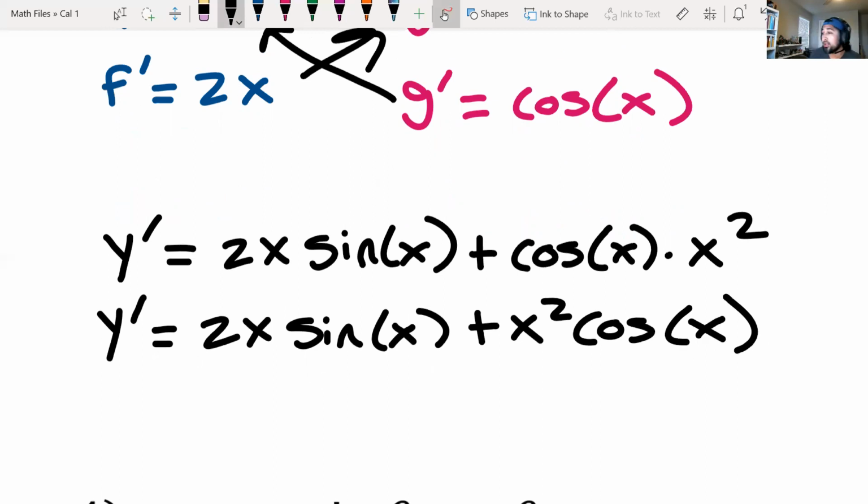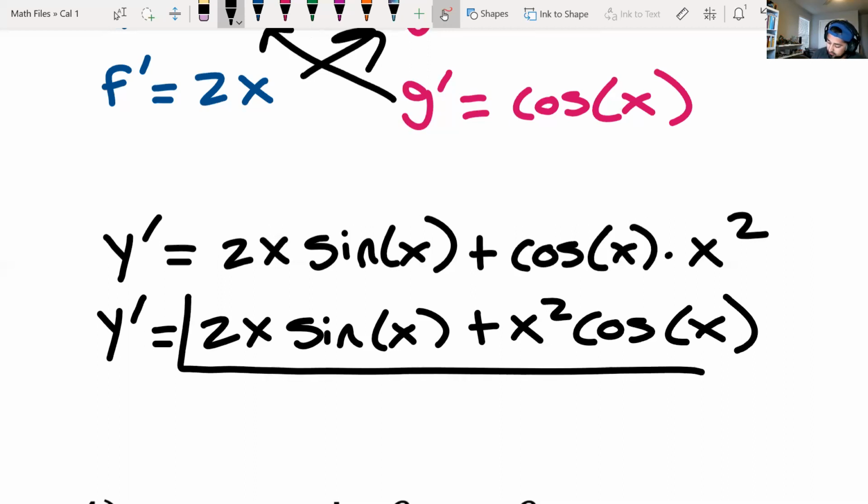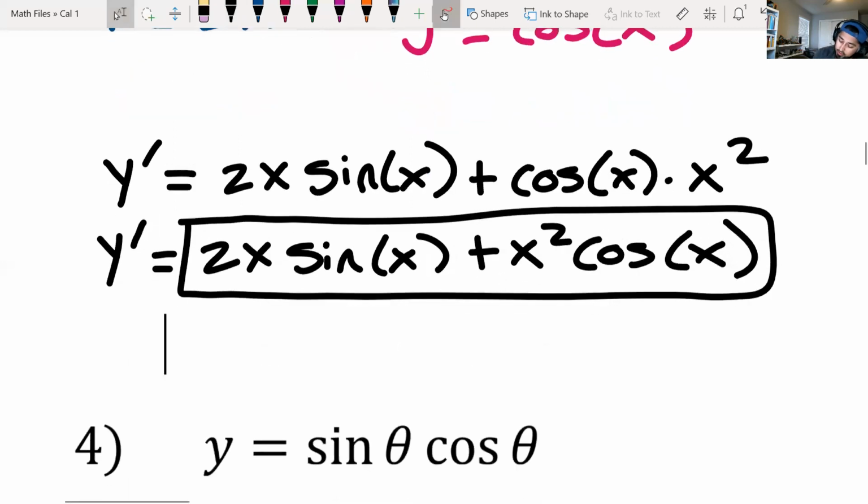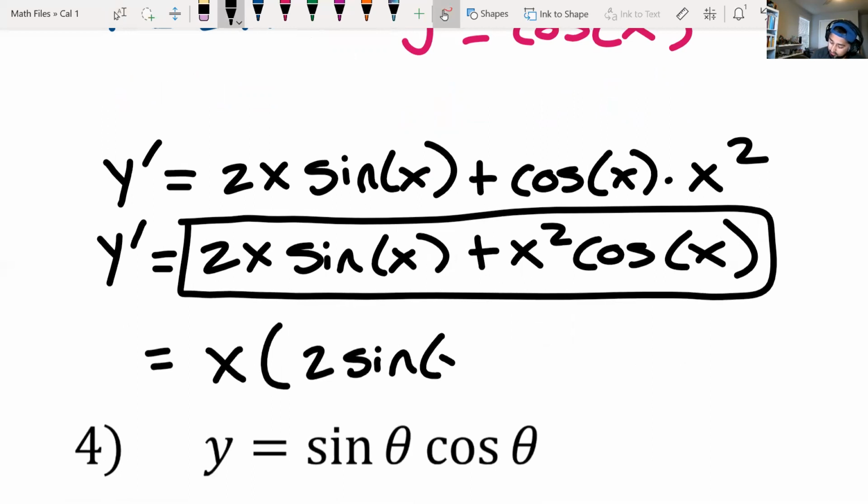And if you wanted to simplify it one more time, what could you factor out? X. Just an x, right? So this is perfect. But remember, always practice your algebra, and you could factor out an x, which would give you x times 2 sine of x plus x cosine x.